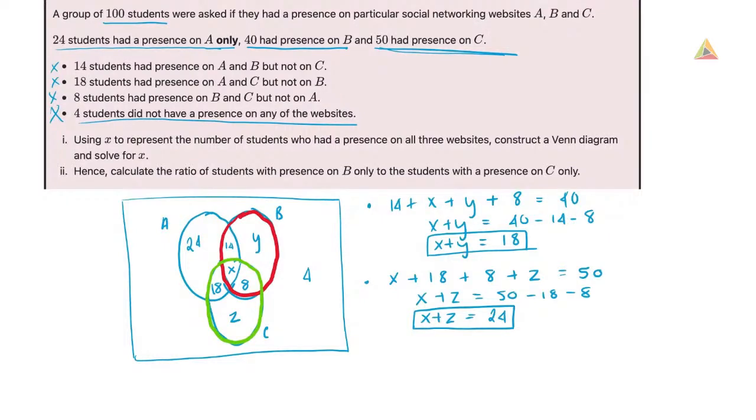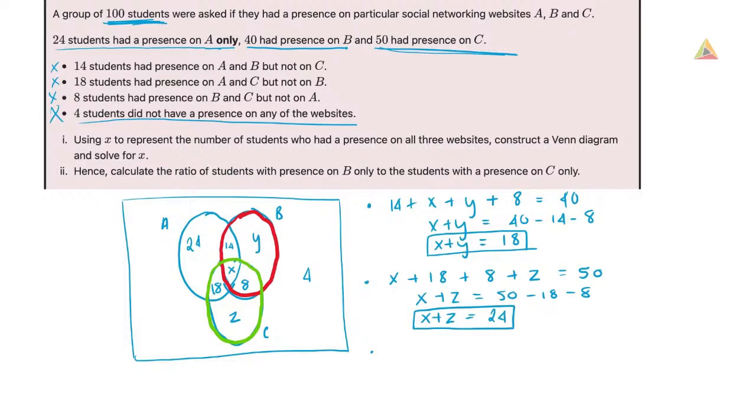Now we can actually do another equation here. We have the total group of students. We were told at the start that it's 100. So if we were to add everything together that you see on that Venn diagram, we would get 100. So that's what I'm going to do. I'm going to add everything I see there on the Venn diagram and let it equal 100.